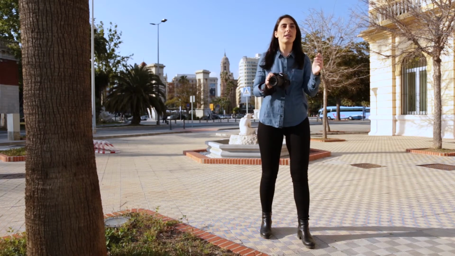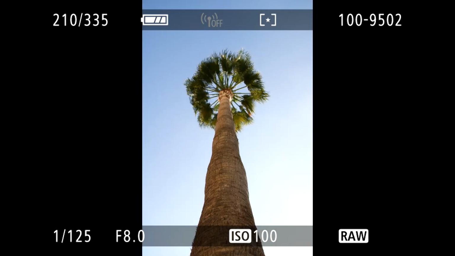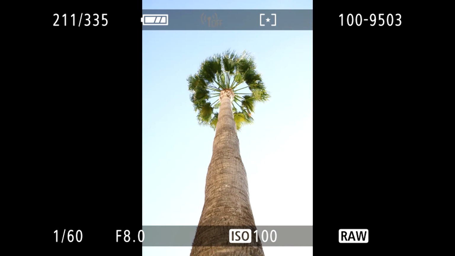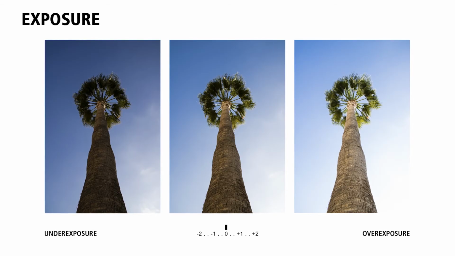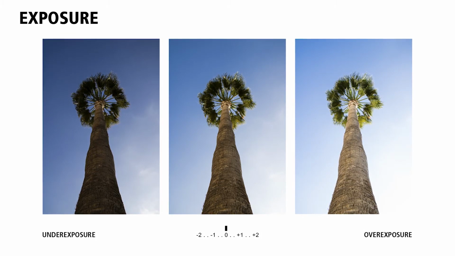I'm going to take a picture with ISO set at 100 and f8. Then the same picture with one more point of light, that is plus 1. And then another with one less, that is minus 1. Later, we'll be evaluating the results in terms of light exposure.